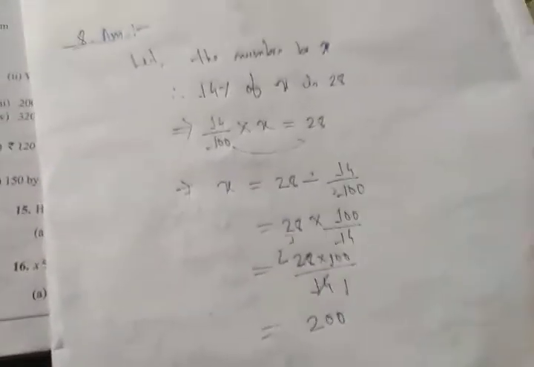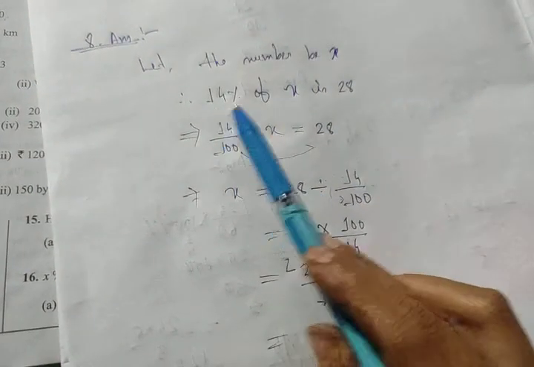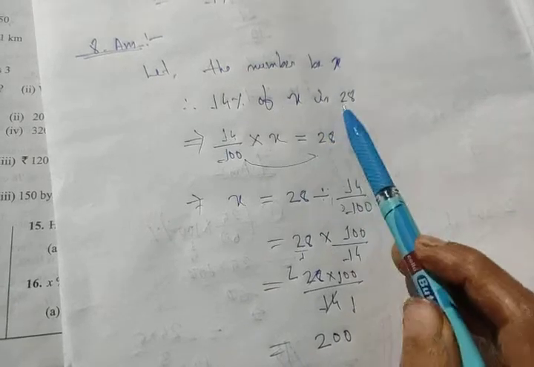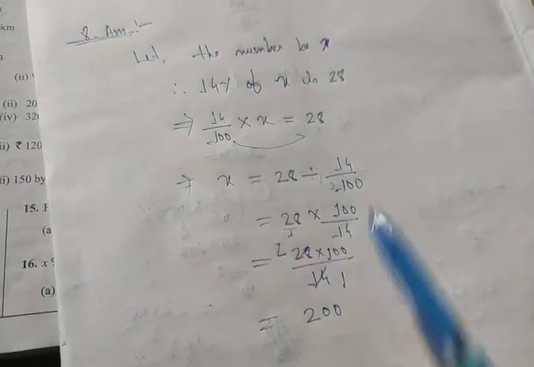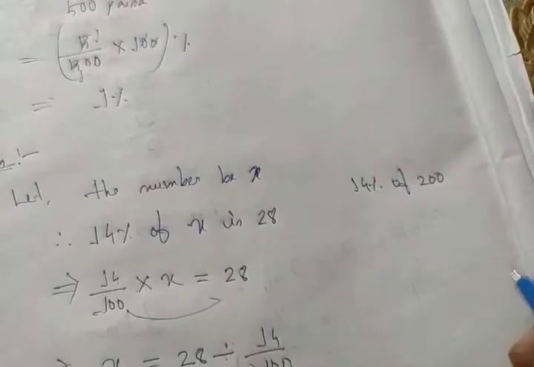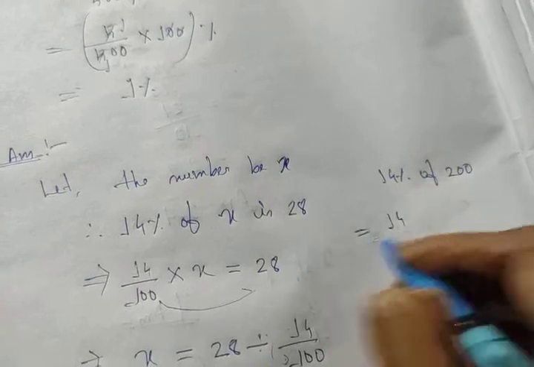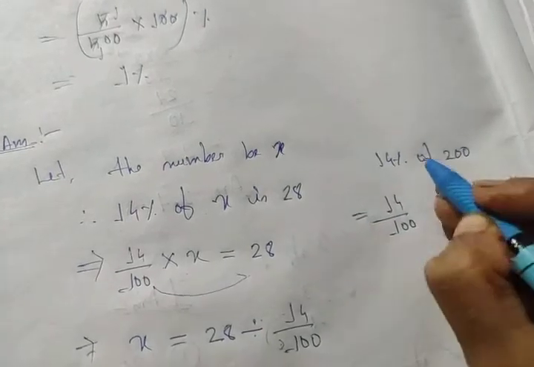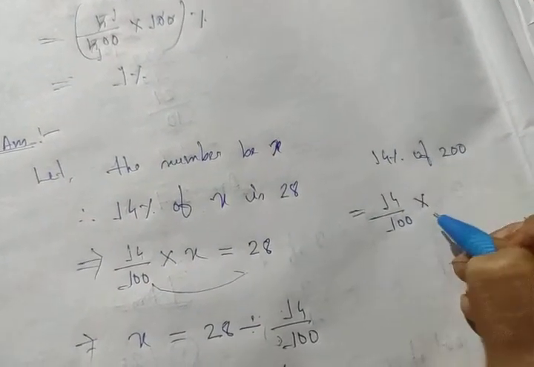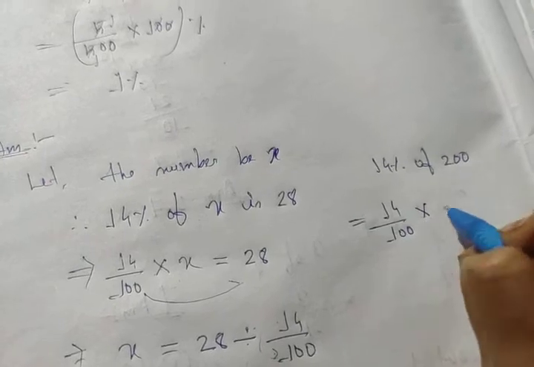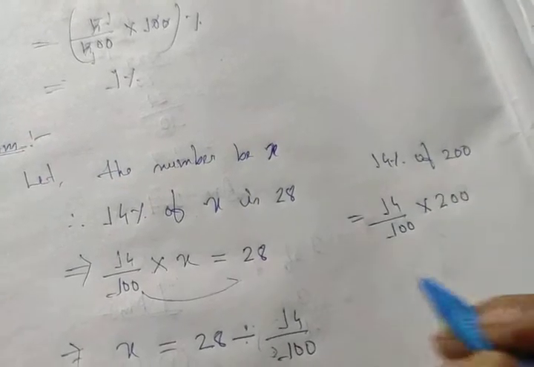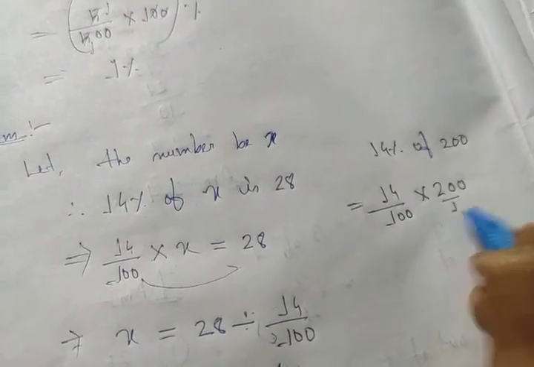So let's now cross check whether our answer is correct or wrong. From the definition, what we are getting, 14% of x is 28. That means 14% of 200 should be equal to 28. So let's cross check. 14% of 200. How can we write this 14%? 14 by 100. How can we write "of" in terms of a mathematical expression? Multiplication into 200. See, here is nothing means 1.